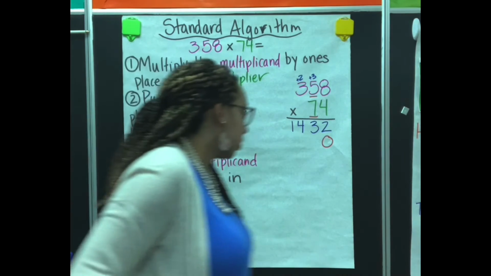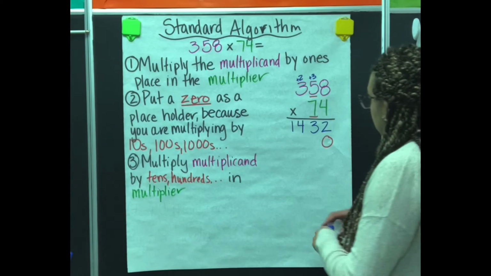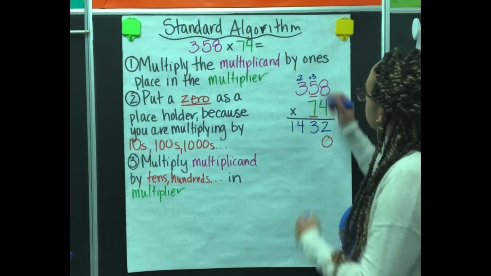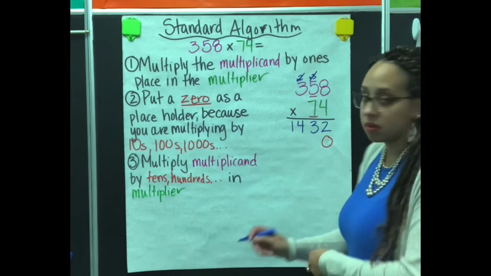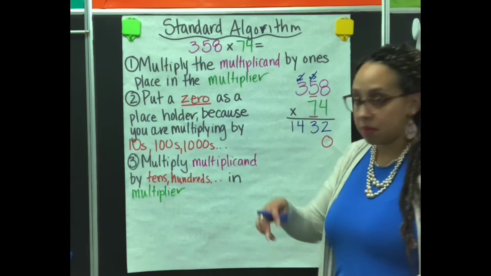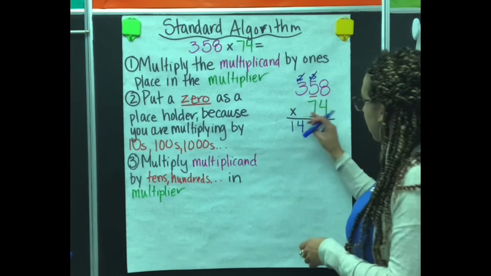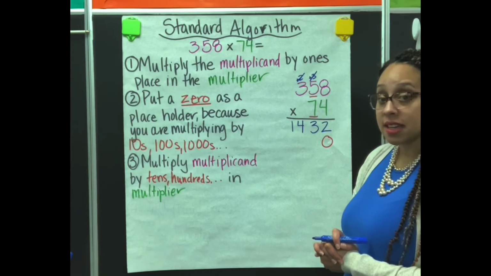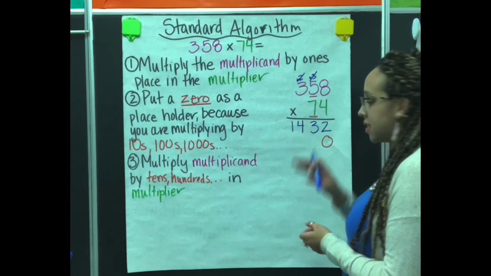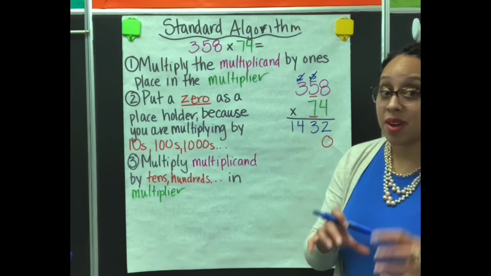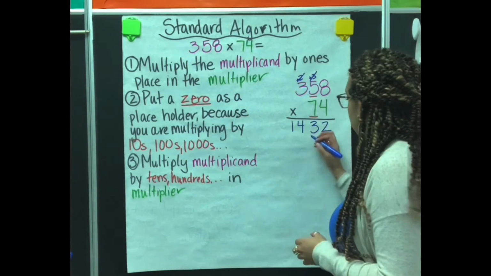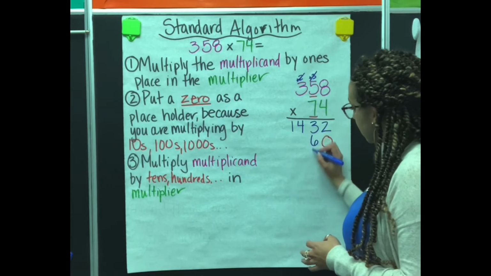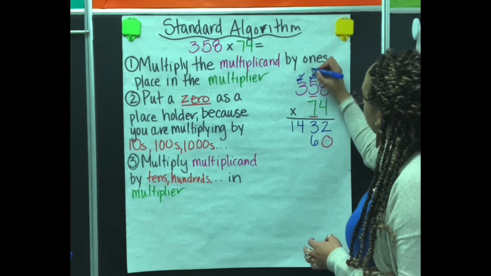Okay, so we put our placeholder. Now we are going to multiply by 7. First, we have to cross these off so we don't get confused with our next carrying bunch. So we're going to go 7 times 8, which is what? 56. But really this is 70, so it's 560. So we put the 6 down here because it's 60, and we carry the 5.